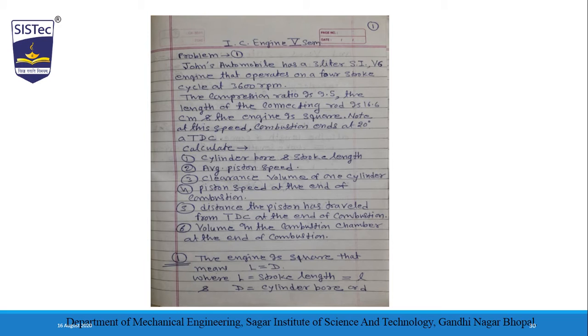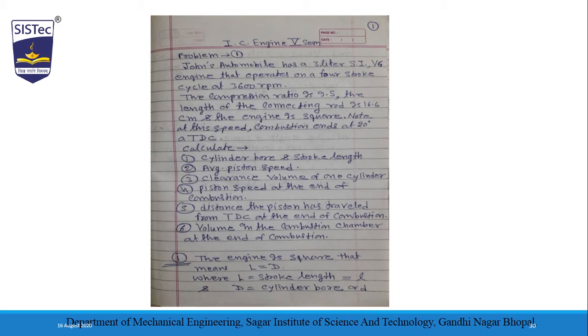Calculate cylinder bore and stroke length, average piston speed, clearance volume of one cylinder, piston speed at the end of combustion, distance the piston has travelled from top dead center at the end of combustion, and volume in the combustion chamber at the end of combustion.